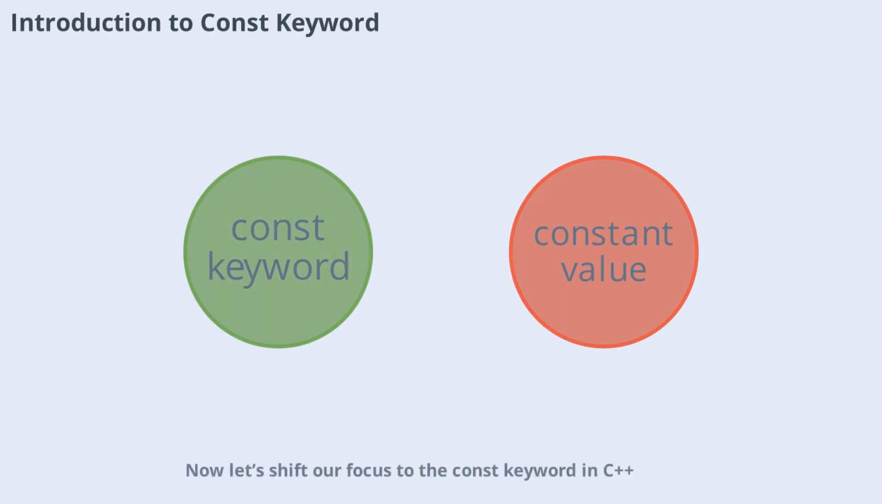Now let's shift our focus to the const keyword in C++. The const keyword is used to define values that cannot be changed during program execution. When you declare a variable as const, its value is fixed and any attempt to modify it will result in a compile time error. Const can be used in many contexts, such as with variables, pointers, function arguments, and class members. In this module, we'll focus on using const with class data members and member functions.